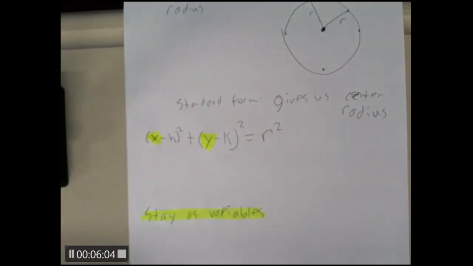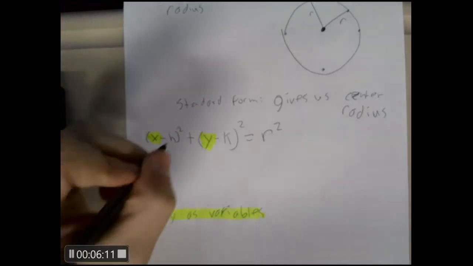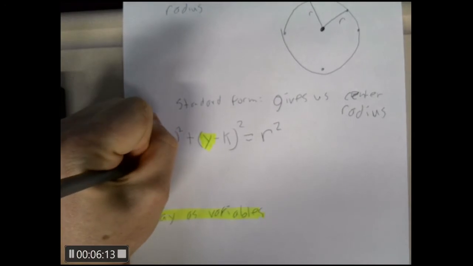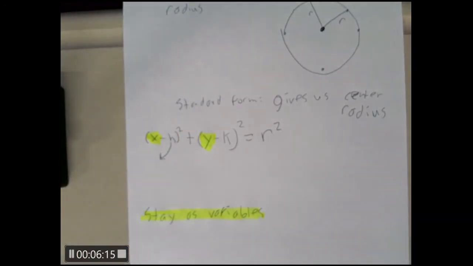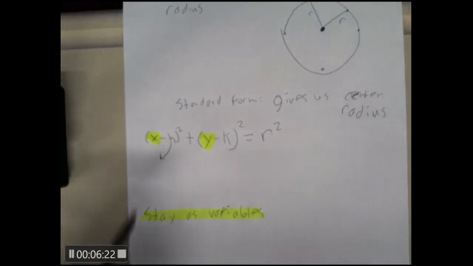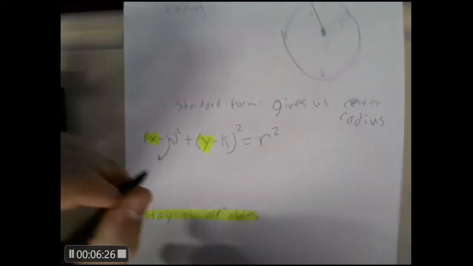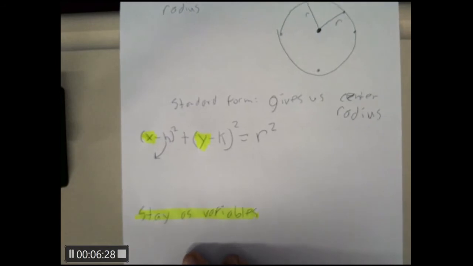So x and y are going to stay as variables. Then from there, other pieces of information: we're going to have our h. Our h is going to tell us where our center is. Specifically, it's going to tell us our x-coordinate for our center, because you notice how it's aligned with an x, so it's going to be the x-coordinate of our center.